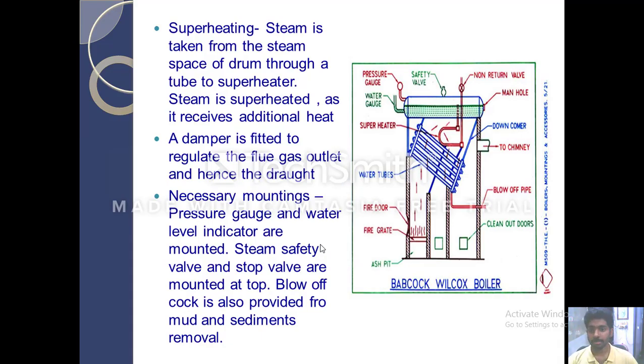Superheating: steam is taken from the steam space of the drum through a tube to the superheater. Steam is superheated as it receives additional heat. A damper is fitted to regulate the flue gas outlet and hence the draught.